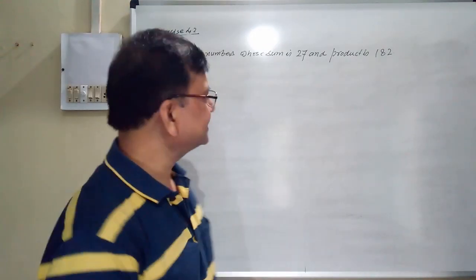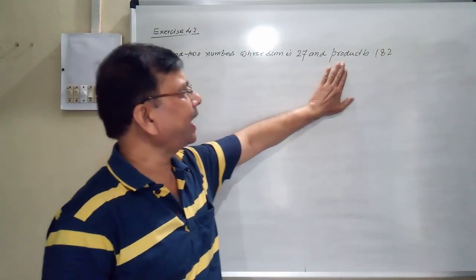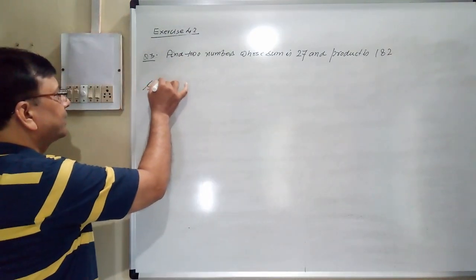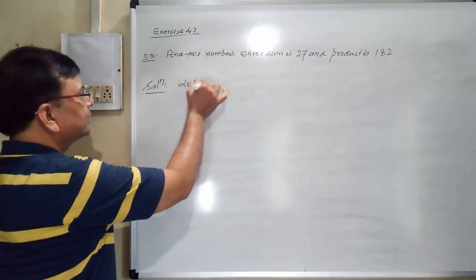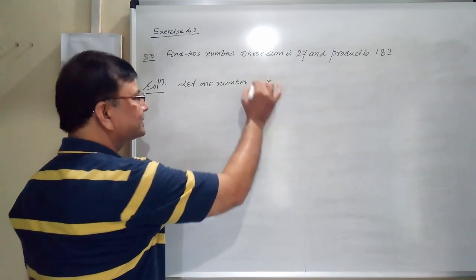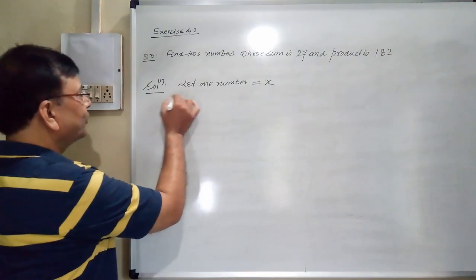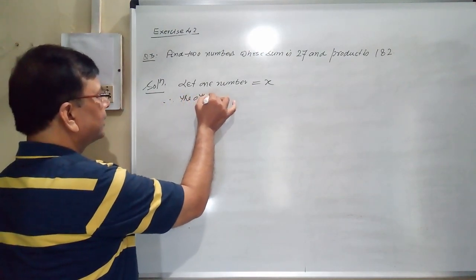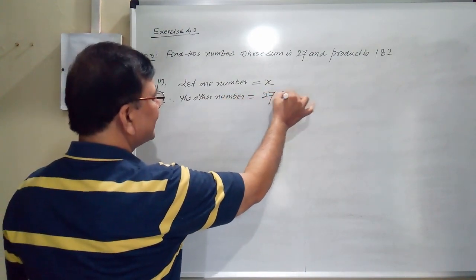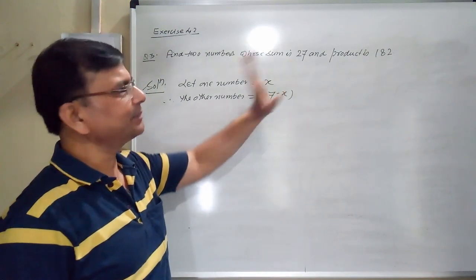And question number 3 is: find two numbers whose sum is 27 and product is 182. So solution: let one number be equal to x. Then what will be the other number? Sum is 27, therefore the other number is equal to 27 minus x. One number is x, another will be 27 minus x because the sum is 27.